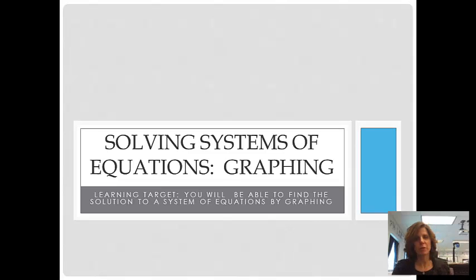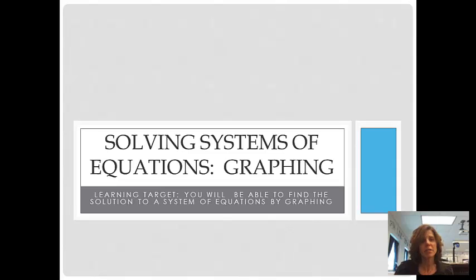So far in Algebra 1, we have been dealing with linear equations, and we've been graphing them, solving them, and writing equations. What we're going to be doing now is putting two or more equations together and calling them systems, and we'll be learning how to solve different systems. Throughout this whole unit, we'll be looking at different ways to solve systems. In this specific video, we'll be learning about solving by graphing.